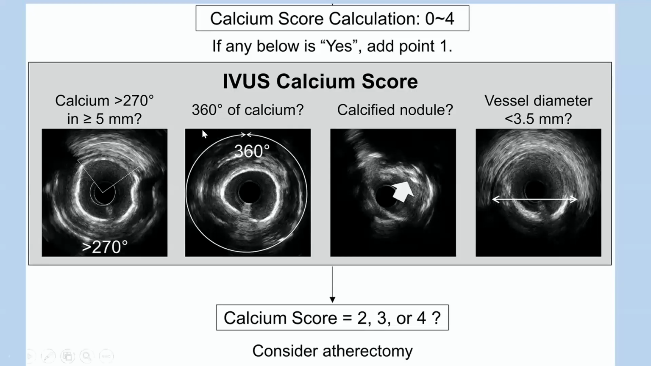And similarly, in IVUS, there is a calcium score which is based on the calcium arc as well as the presence of a calcific nodule and the vessel diameter, whether it is small or large.